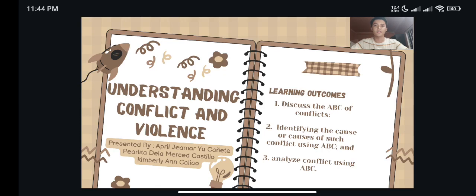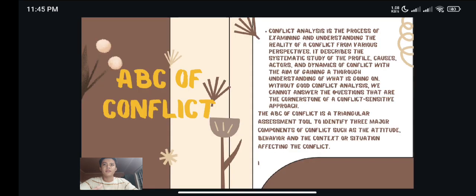Understanding conflict and violence. For our learning outcomes, after the session, the students are expected to discuss the ABC of conflict, identify the cause or causes of such conflict using ABC, and analyze conflict using ABC. First, what do you mean by conflict?